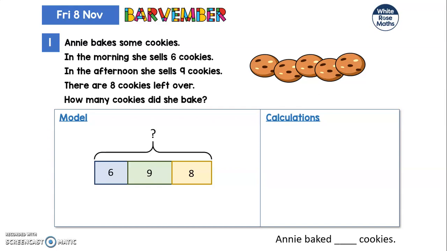So that's the total, that's the full length of the bar. And we need to add 6, 9 and 8 to find what that total is. And the answer is 23. So Annie baked 23 cookies. Remember, the focus here is about the bar model. So you ought to have got an answer of 23, but if you haven't got the bar model drawn correctly, then you haven't got this answer correct.